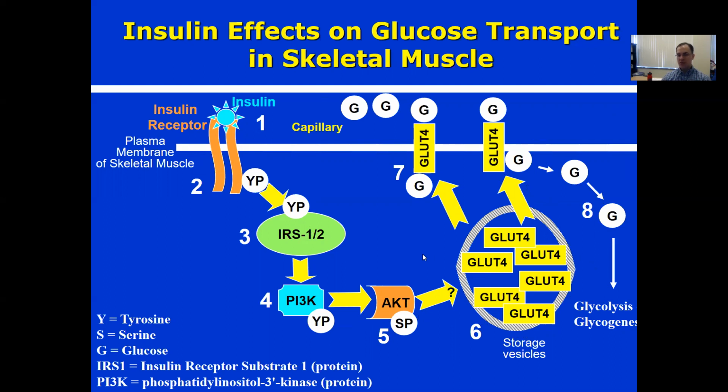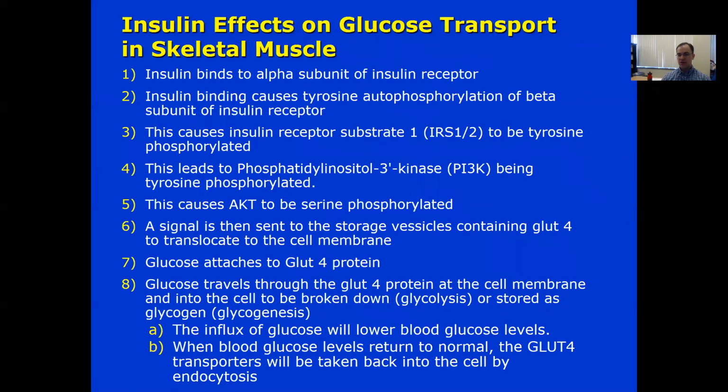So take a moment here and review this. We're going to talk about it in just a moment, but make sure that you have a good understanding. We'll come back to this in just a moment. Here are the steps that we just talked about in this pathway. You can find these in your notes as well.